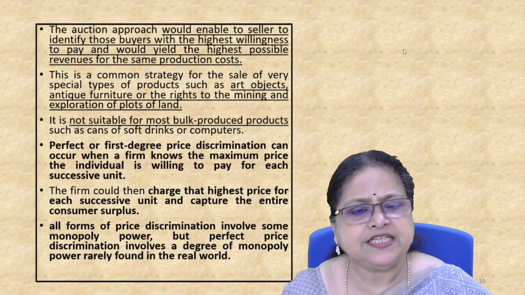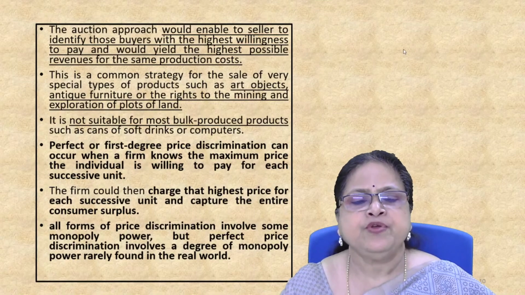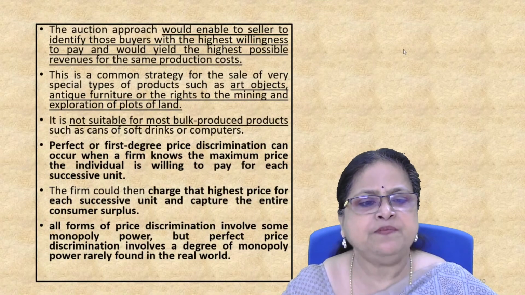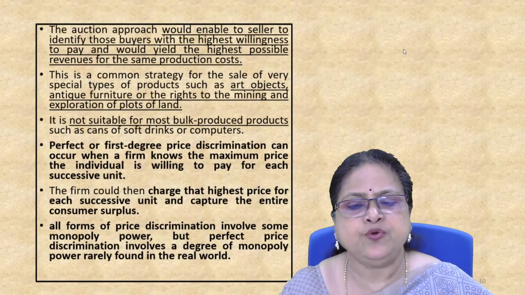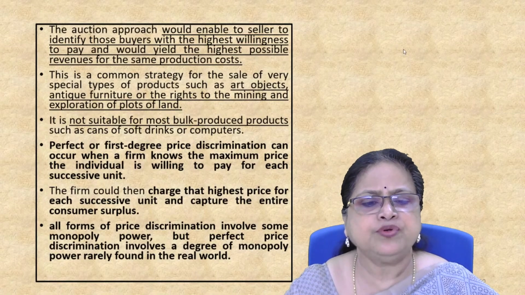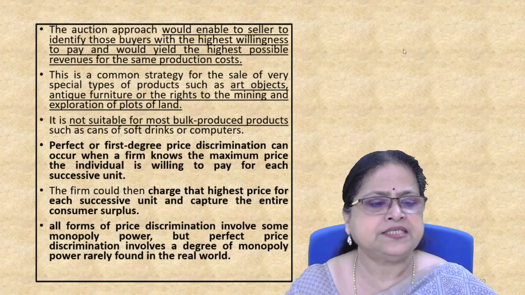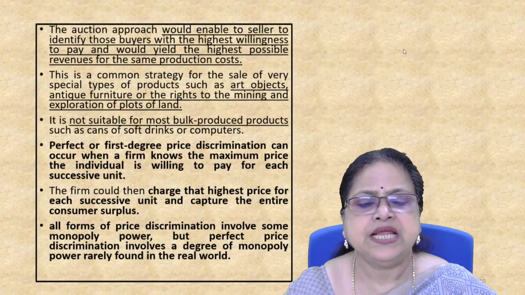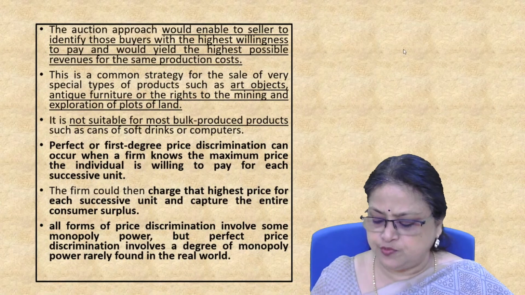Perfect or first degree price discrimination can occur when a firm knows the maximum price the individual is willing to pay for each successive unit. The firm could then charge that highest price for each successive unit and capture the entire consumer surplus.